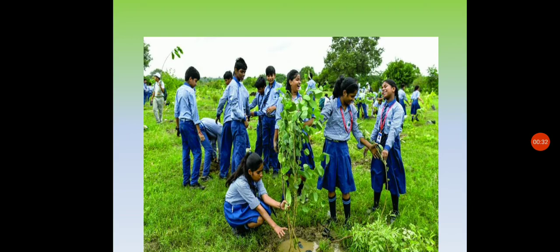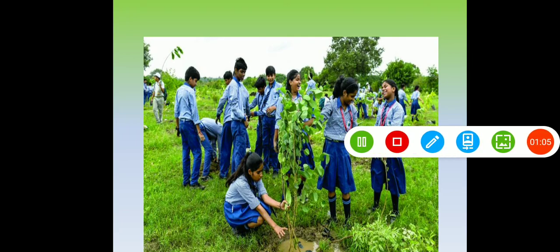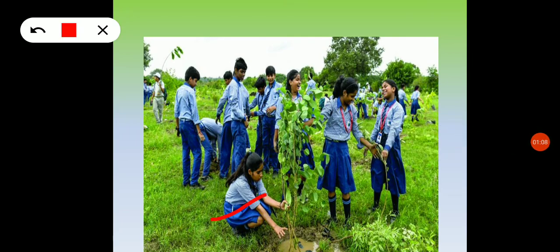You should use alternative fuels instead of burning fossil fuels. These fossil fuels release pollutants. Instead of fossil fuels, you can use alternative sources for energy requirements, like solar energy, wind energy and hydropower energy. You can also plant trees. Here you can see in the image your friends planting trees. By increasing afforestation, you can reduce pollution.